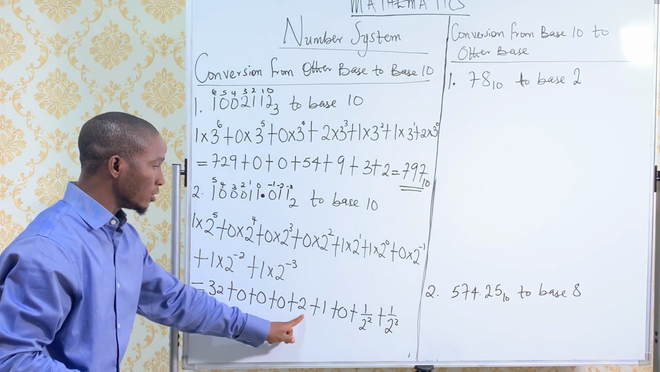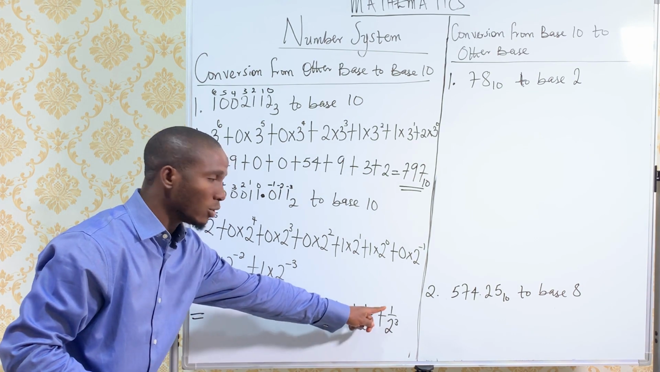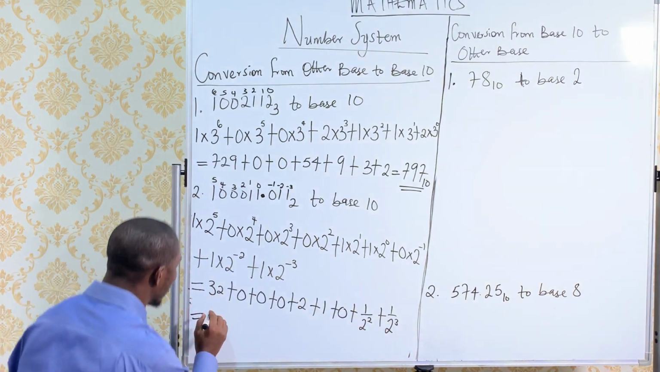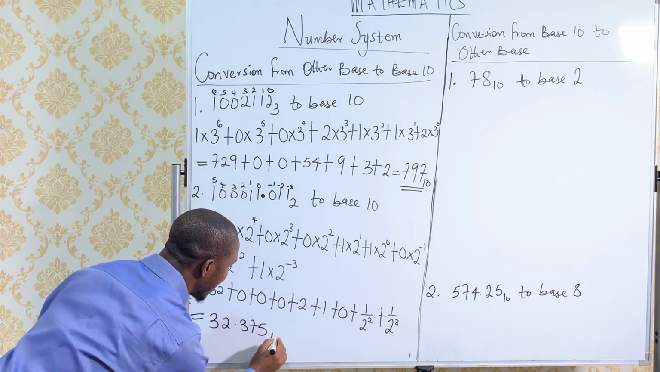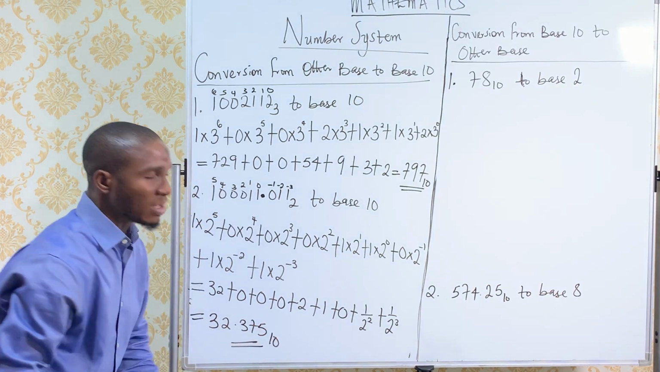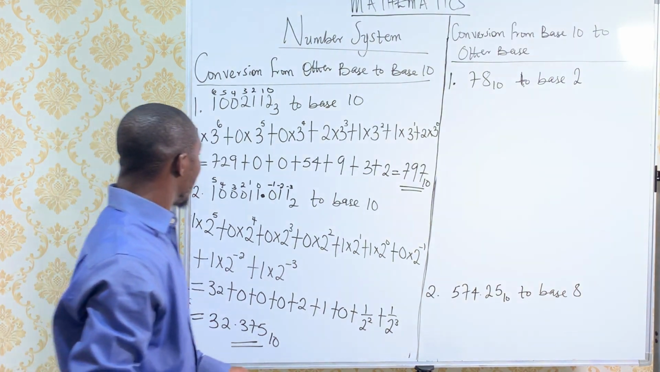Now 32 plus 2 plus 1 plus 1 over 4 plus 1 over 8. In decimal, this will give us 32.375 in base 10. We are going to have 32.375 in base 10. That's what we have. That's question 2.